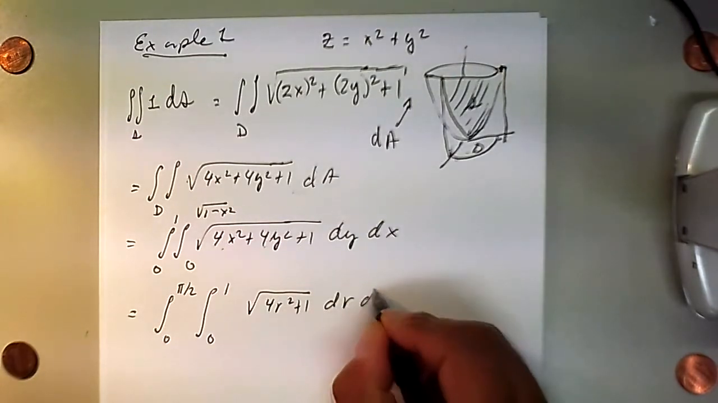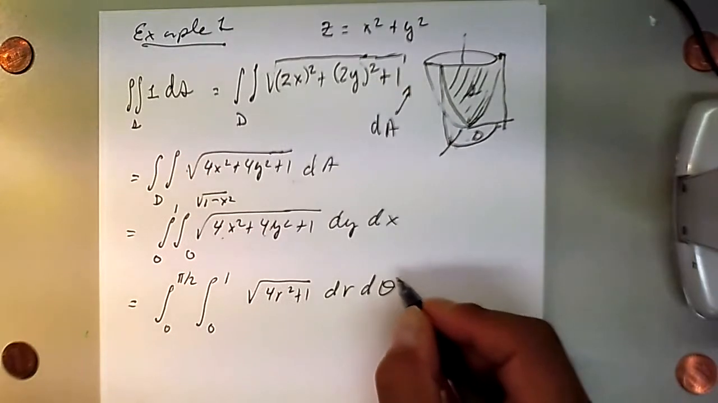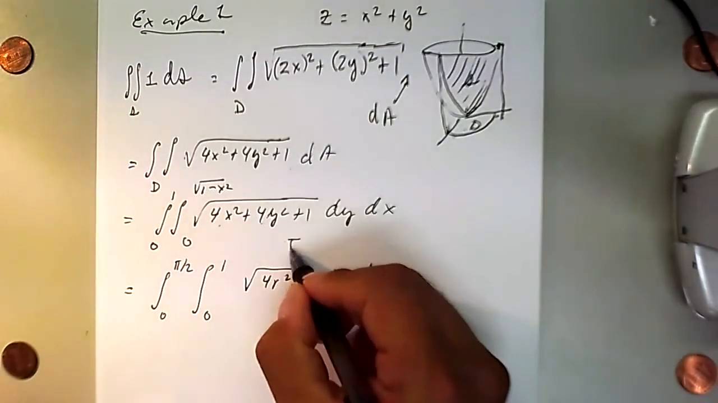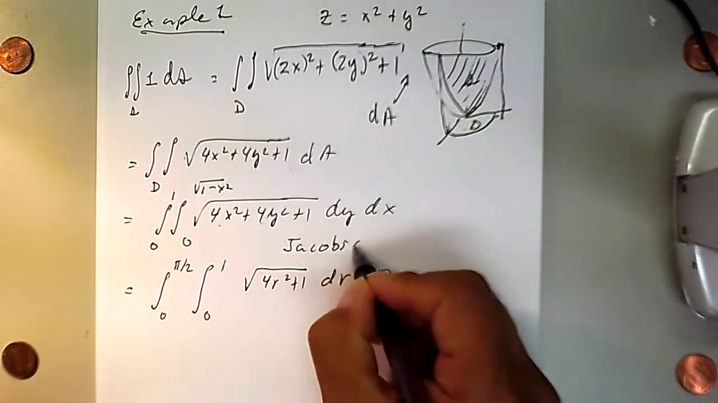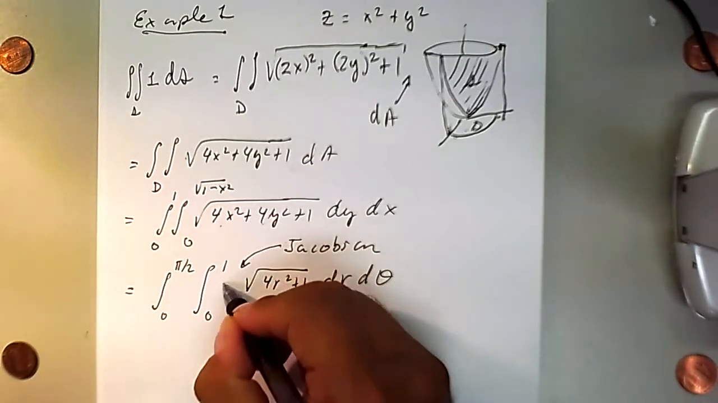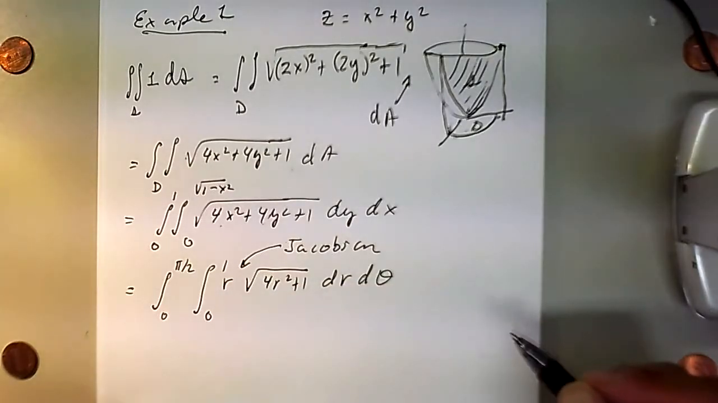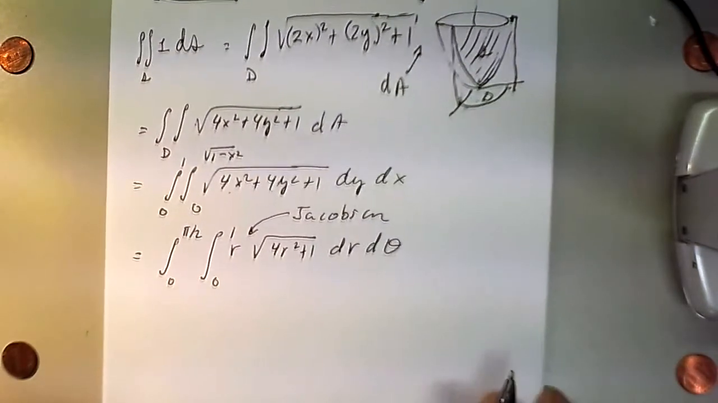dr d theta. Of course, since we're changing to polar coordinates, we have to include the Jacobian. And the Jacobian goes either way. It has to multiply. So we have to multiply by the Jacobian, otherwise we're going to end up with the wrong solution. Okay, this is more manageable.